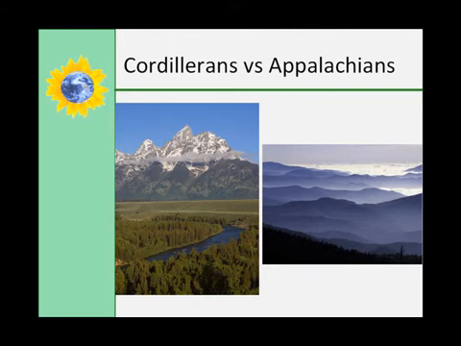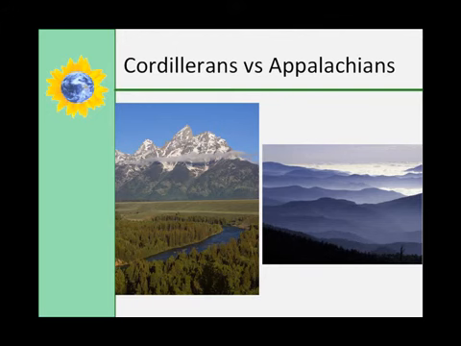In contrast, the Appalachian Mountains are relatively short. Most are less than 2,000 meters in height, and they're rounded. They have gentle slopes. If you take a look at the mountains over here on the right from the Appalachian Range, you'll see that it's very, very smooth.